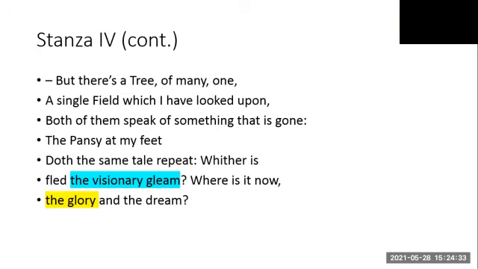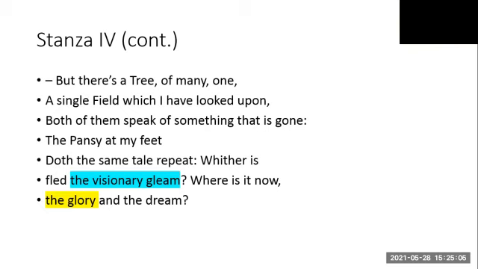But. Again, the "but" that resembles the "but" of stanza 1. But there is a tree of many, one, a single field, which I have looked upon. Both of them speak of something that is gone.